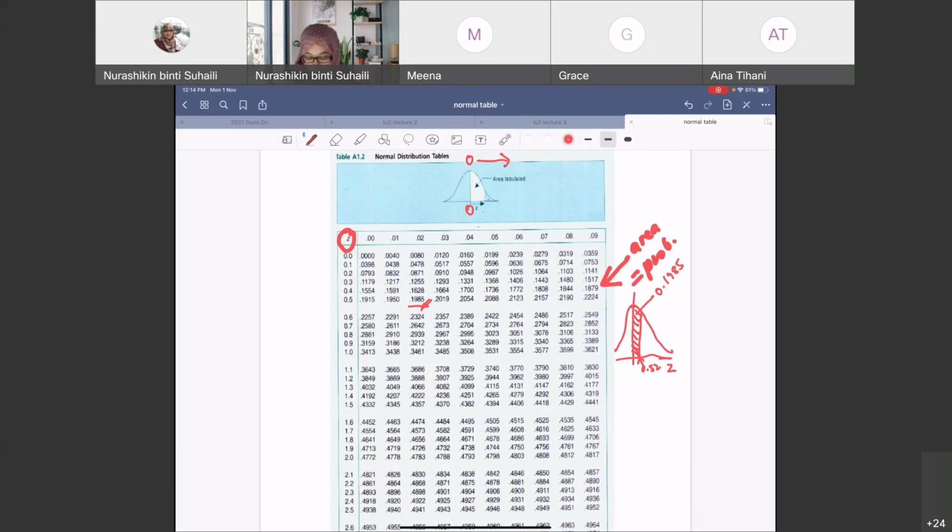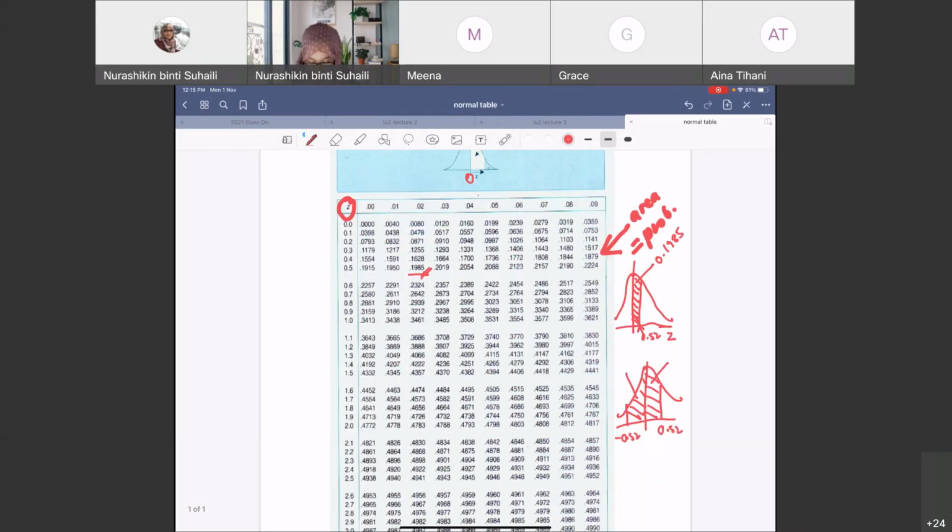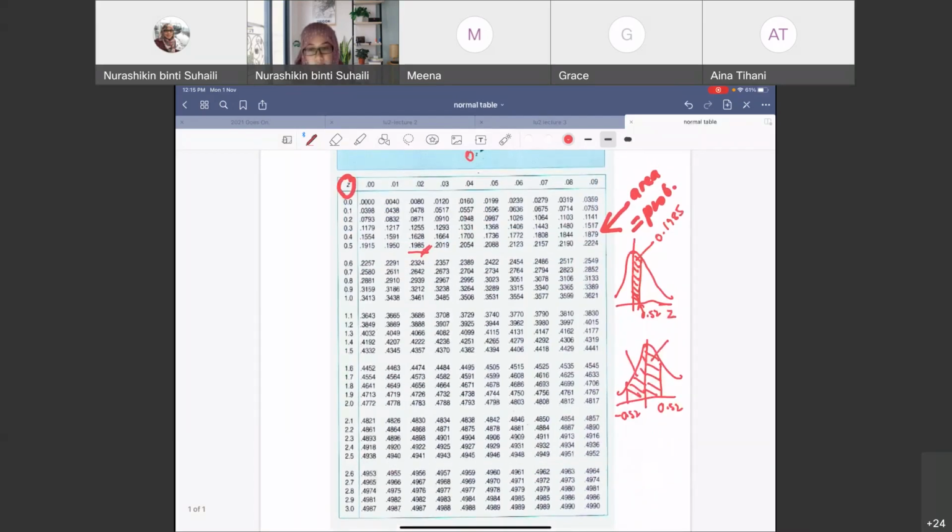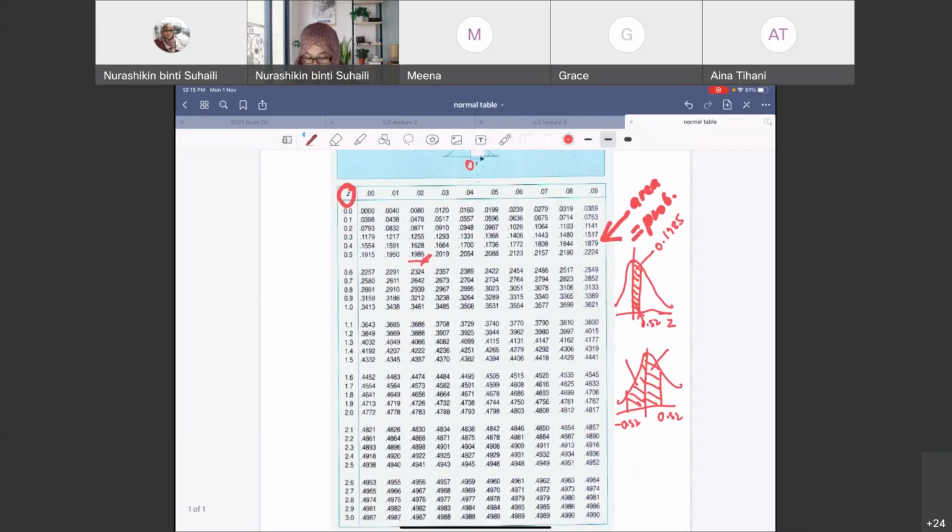So once you know, let's say you want to find the area here, at 0.52, and the other one is minus 0.52, and you want to find these two areas. Once you get one area, you can just multiply it by 2, because it is symmetric. So that's why one-sided is enough for the normal distribution table. This is the one that will be given to you in the exam.